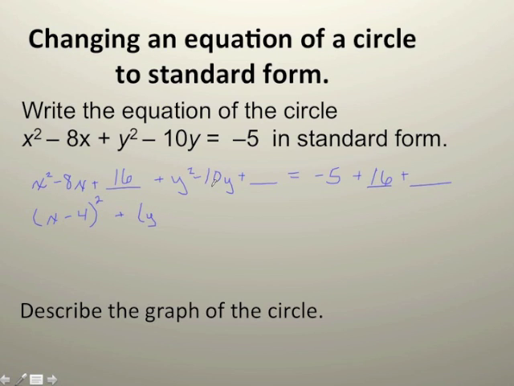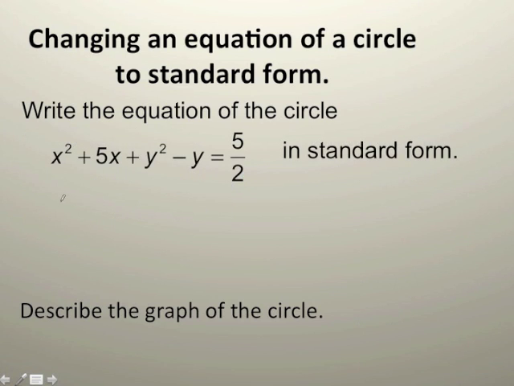Plus y, half of negative 10 is negative 5. Negative 5 squared is 25. Add that to both sides. Now we have negative 5 plus 16 plus 25. Negative 5 and 25 will be 20, plus 16 will equal 36. Now we have a circle with the center at 4, 5, and the radius is the square root of 36, or 6.